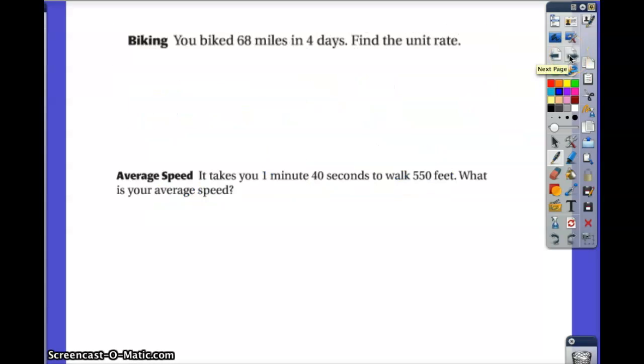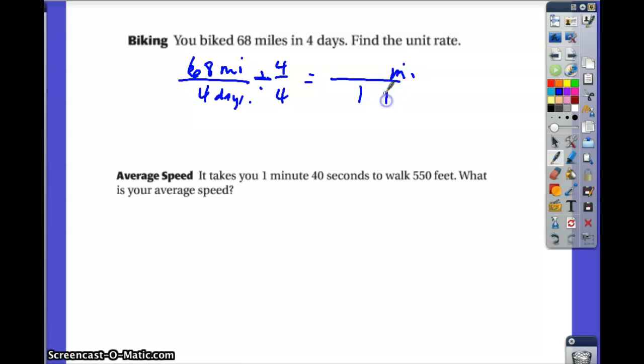Next, you biked 68 miles in 4 days. Find the unit rate. So we'll go 68 miles in 4 days. We want to know how much it is in 1 day, so we're going to divide that by 4 over 4. So it's going to be so many miles in 1 day. So 4 goes into 6 once, 4 goes into 28 7 times, so it's 17 miles per day.